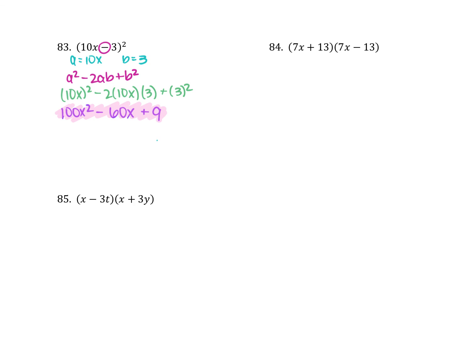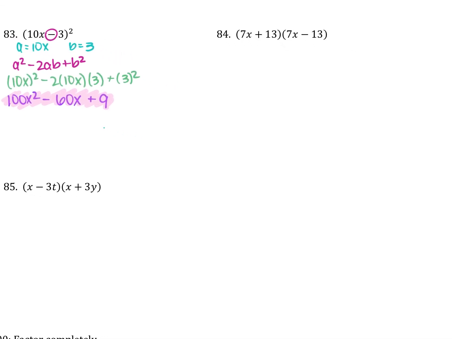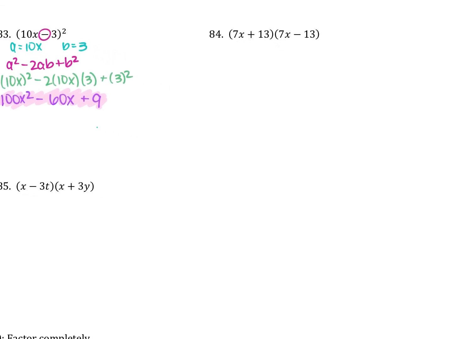For 84, you have 7x plus 13 times 7x minus 13. You have a difference of squares here because your two sets of parentheses have the same terms, but the sign in between them that separates them are opposites. So because you have opposite signs and your a is the same in both, which is the 7x, your b is the same in both, which is 13, you are going to use a squared minus b squared.